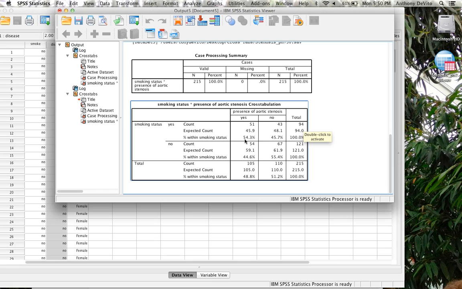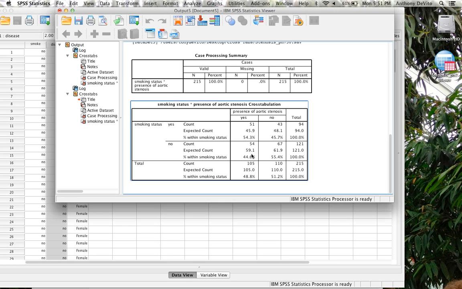Okay, so what percentage of people who smoke have aortic stenosis? 54.3 for the smokers and 46.6 for the non-smokers. Well, what's my relative risk? Well, my relative risk is just simply 54% over 44%, right? 54% is 51 over 94, and this is 54 over 121. So our relative risk is about, I guess, 1.25 times as likely if you're a smoker to have aortic stenosis, maybe 1.3 or something like that.